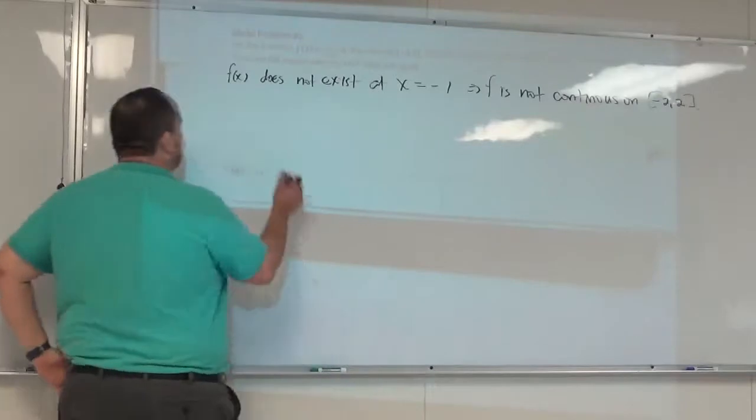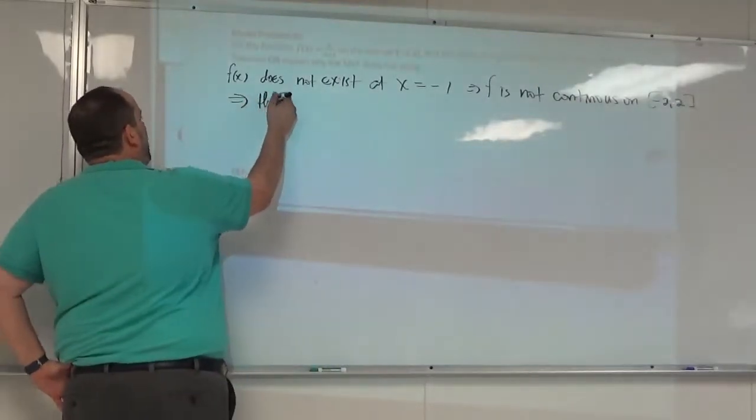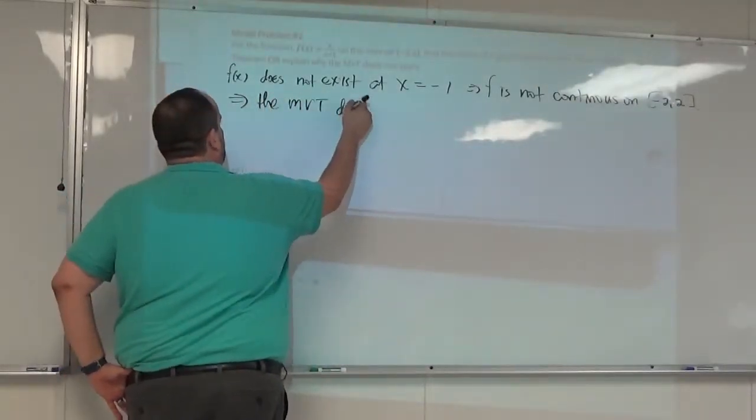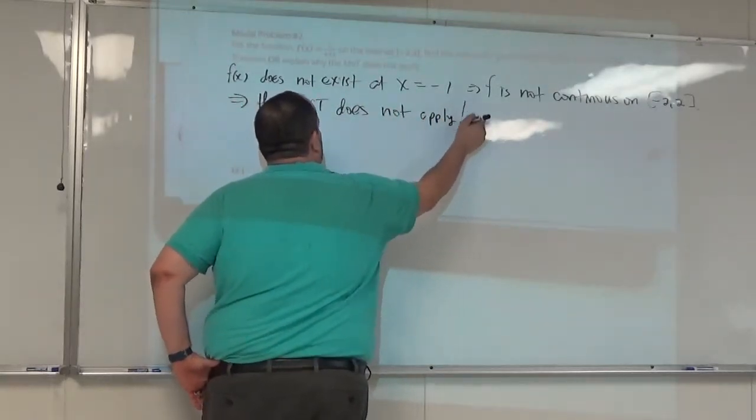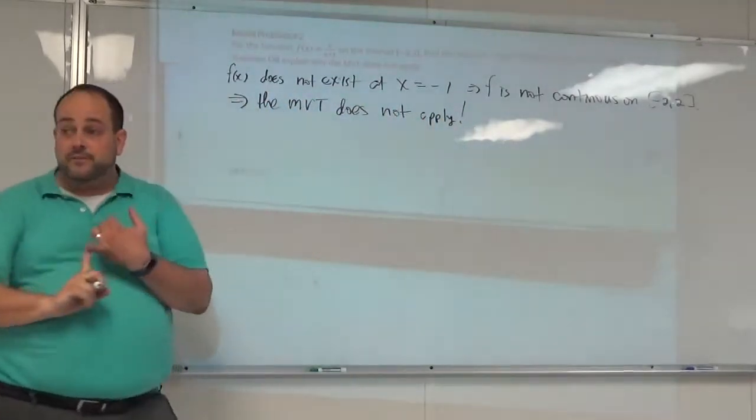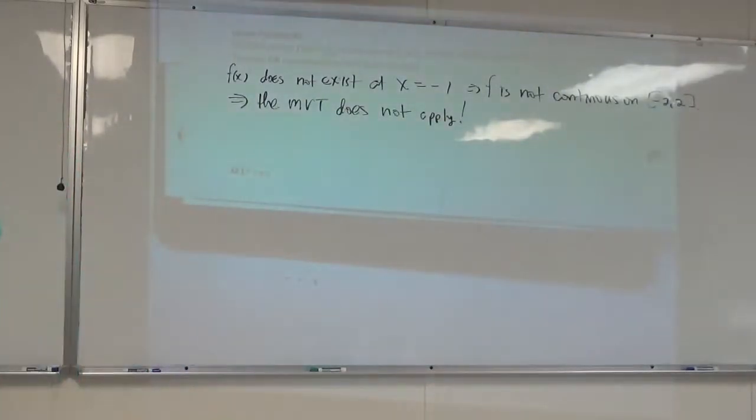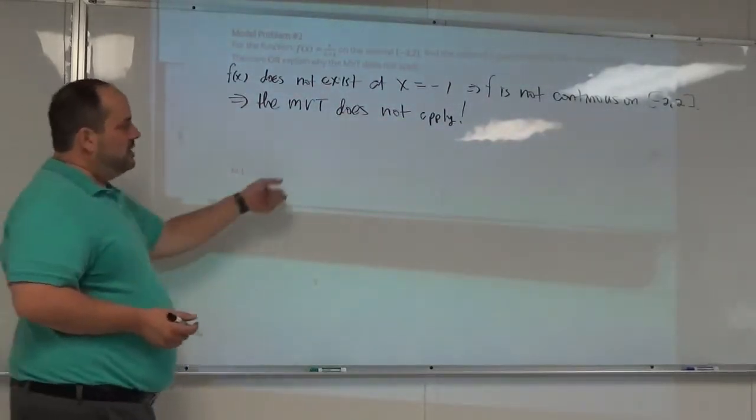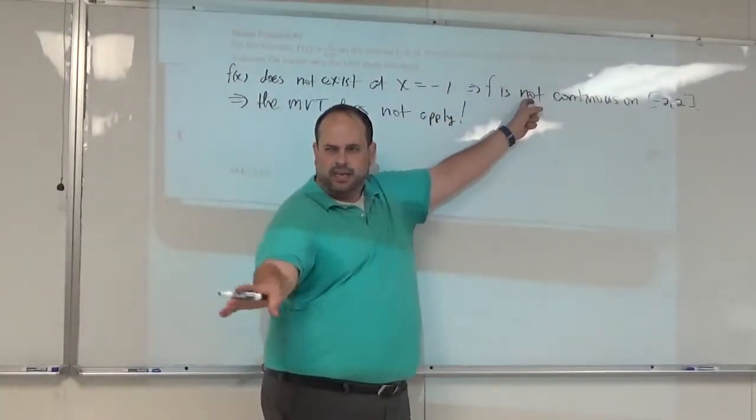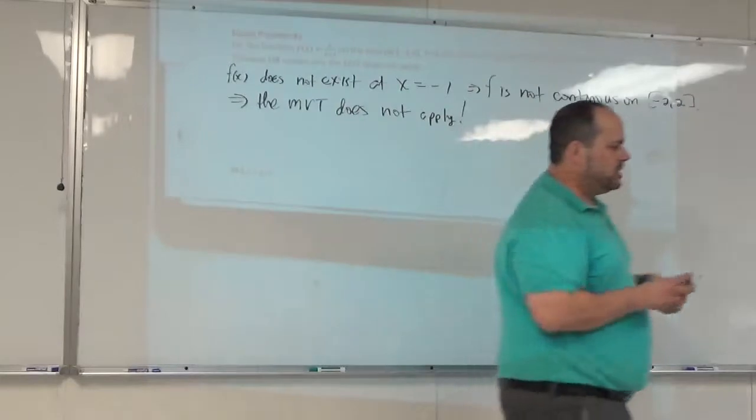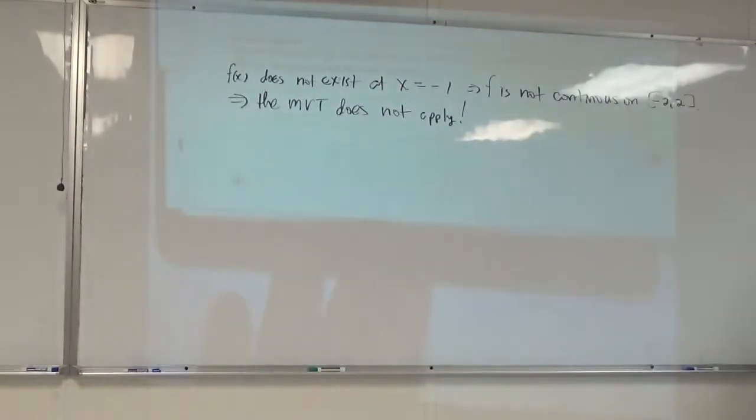So guess what? The MVT does not apply. Meaning, don't check for differentiability. That's a waste of your time. Don't find the slope of the tangent line or the secant line. The mean value theorem cannot be applied because your function's not continuous. I think everybody's good? All right, keep going. See what you can do. Trust your smarticle particles here.